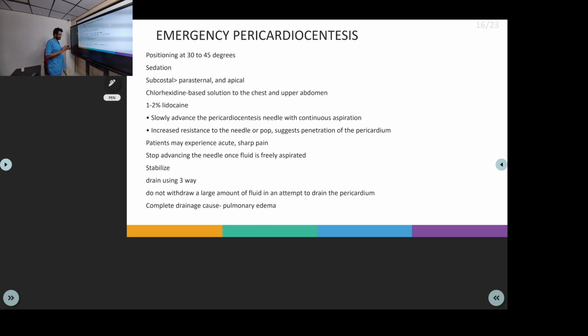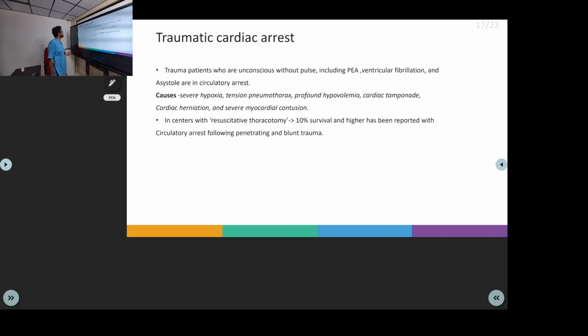So at that time we have to stabilize the patient there and drain with the help of a three-way. And like I already said, if at all we are draining a large amount of fluid, it can cause complications like pulmonary edema.